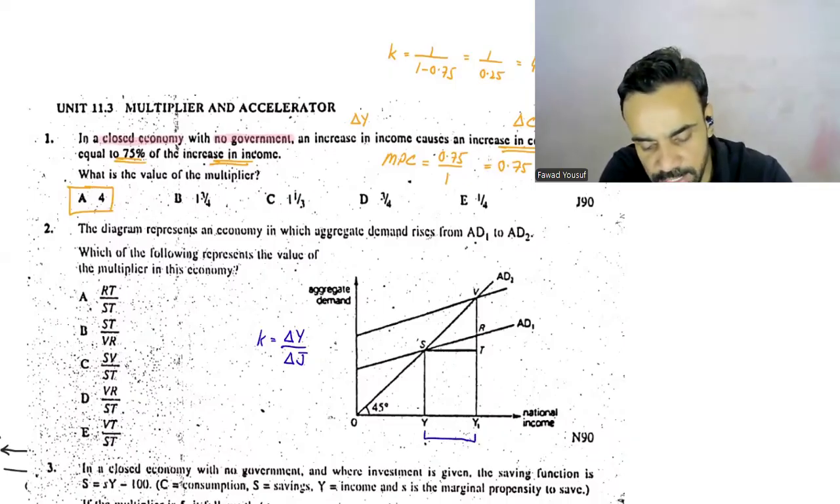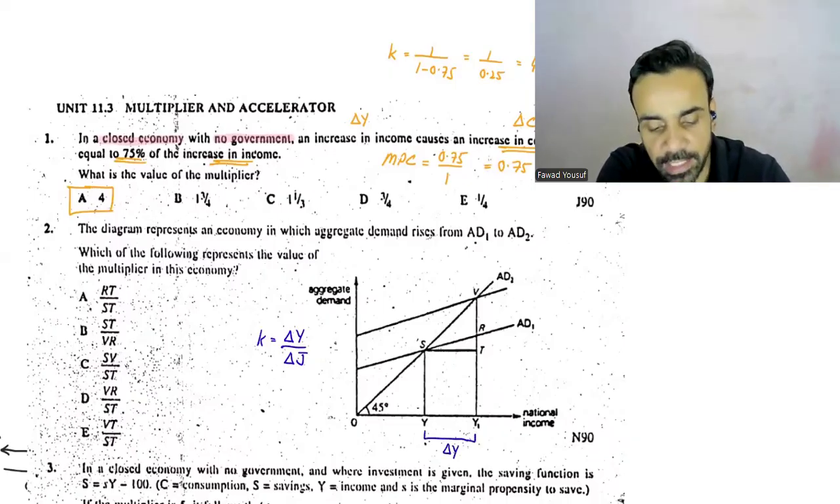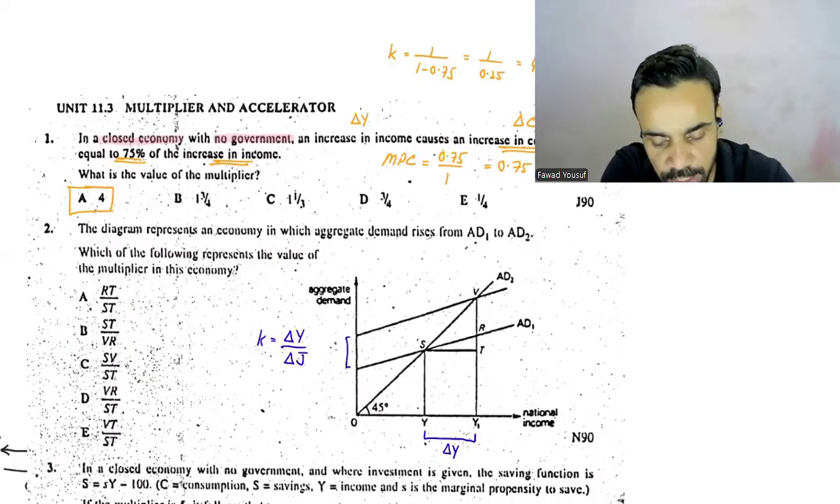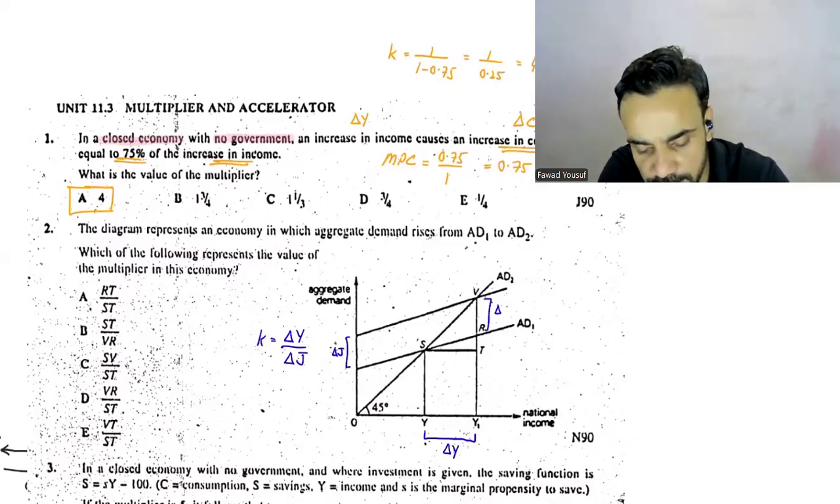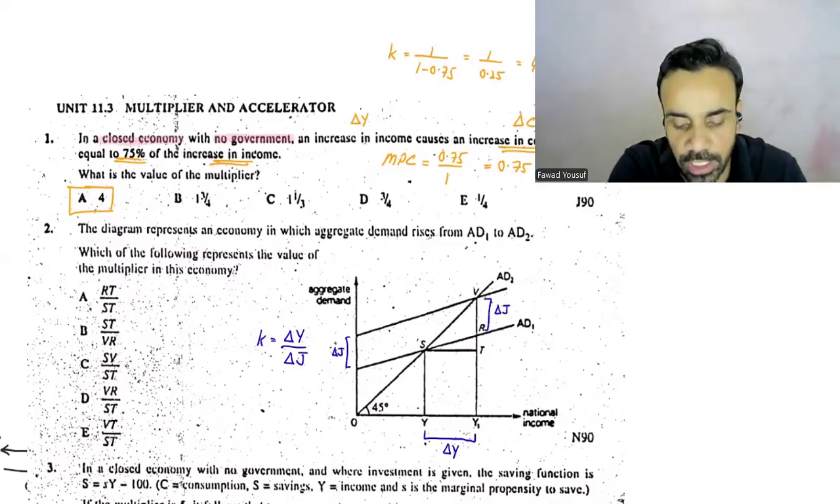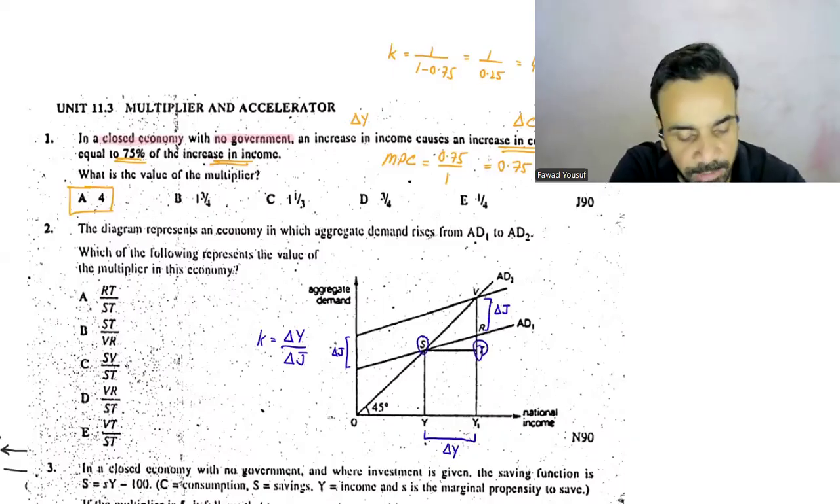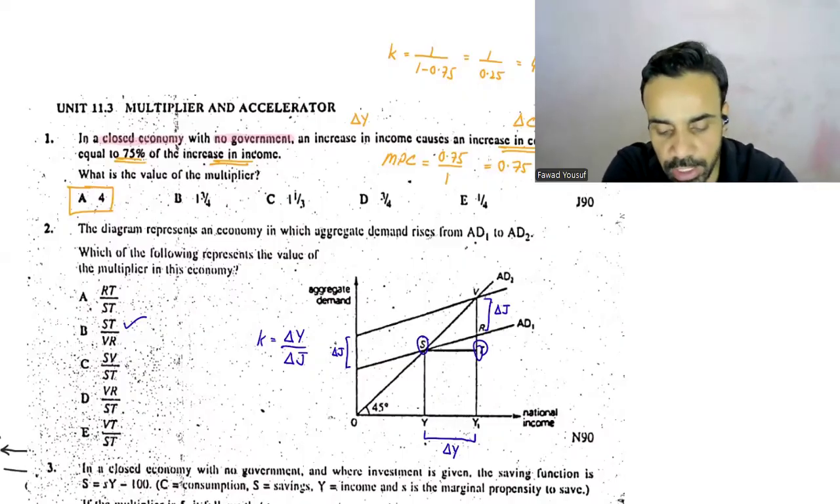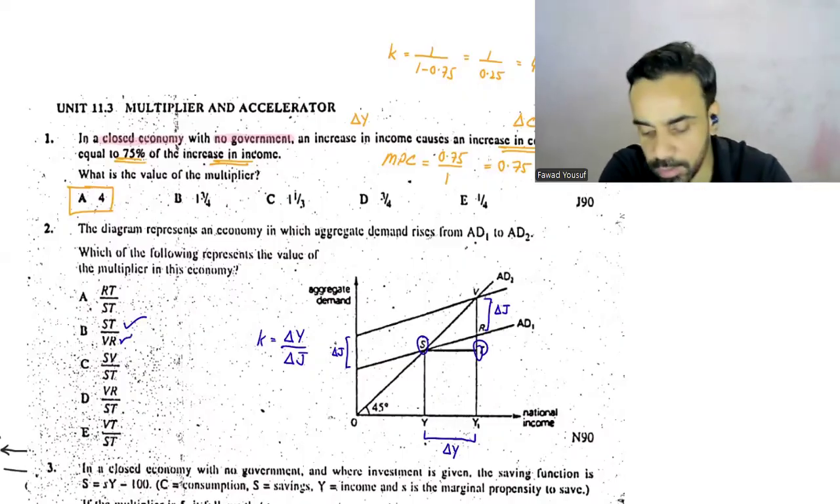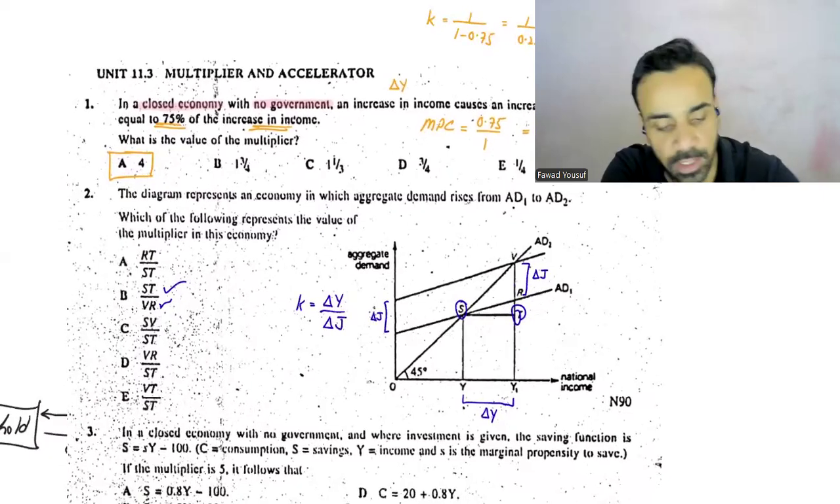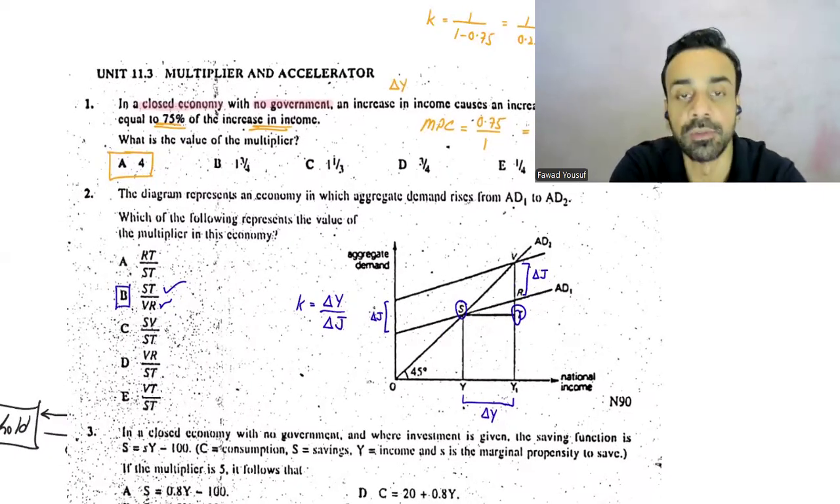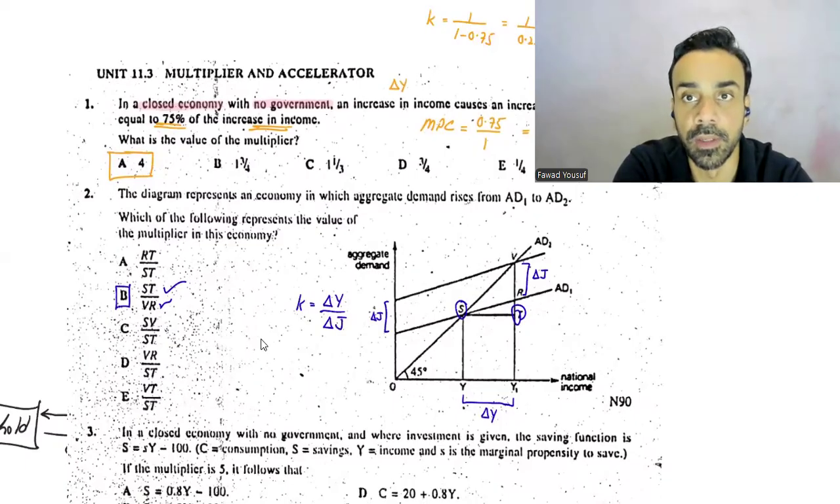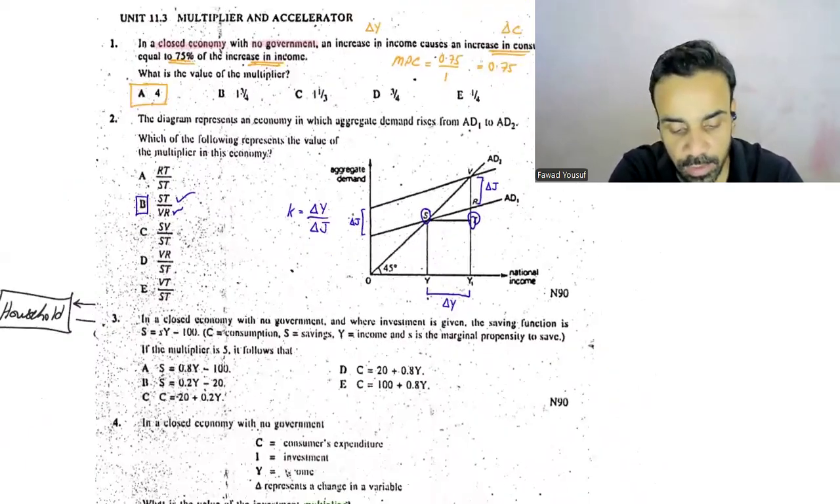Change in income is this, and change in injection is the vertical distance over here, which in our case over here is this. So change in income is ST, and change in injection is VR, and that gives us the answer. ये भी एक तरीका है. We can find out the multiplier. Any questions so far? These are the basic ones that we're dealing with for now.